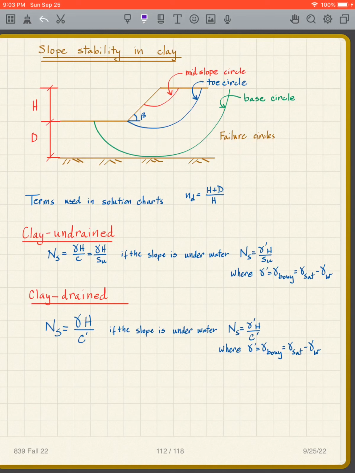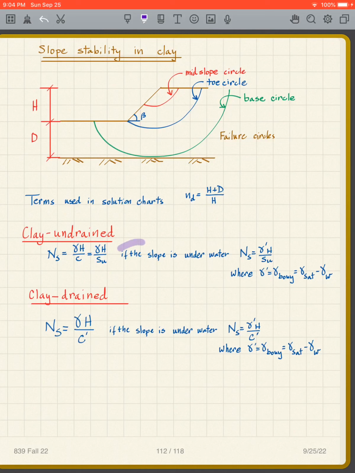Now, we have charts that help us with this one, so we're going to use charts. And some terms are defined in the charts. ND is H plus D over H. Well, these are my H's and D's, so we use that geometry to get this ND to help us enter the charts, and I'll show you how to use the charts. For clay undrained, we get this term NS, which is called a stability number, defined as gamma H over SU, sometimes written as gamma H over C, but we prefer the term SU to C.